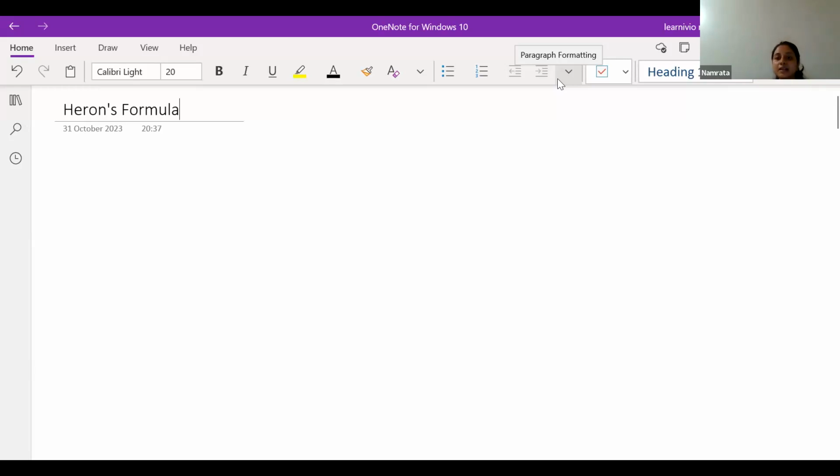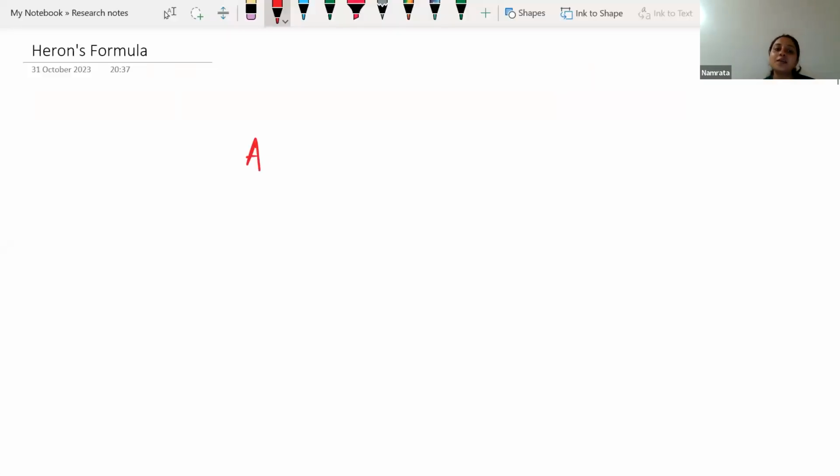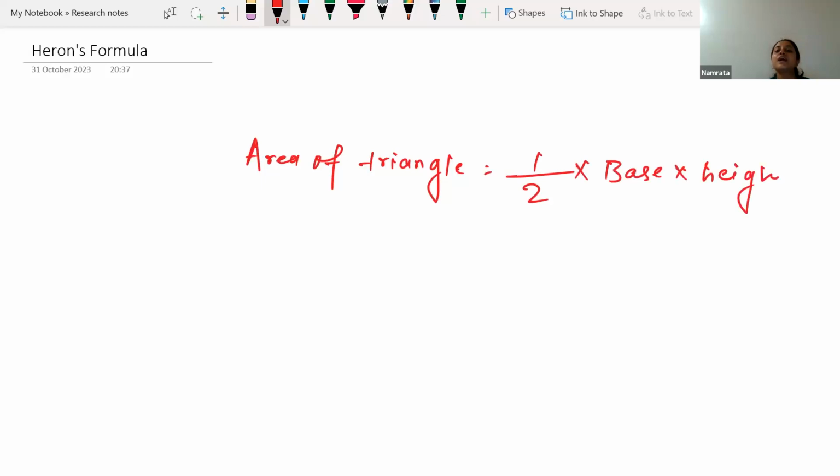So at first we'll be discussing triangles over here. Now, there is a rule for finding the area of a triangle that we are already aware of: area of the triangle is equal to 1/2 times base times height, right? This rule we have used till now for finding the area of the triangle. But for using this rule, we need the base and we need the height.